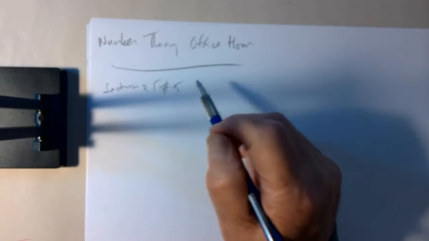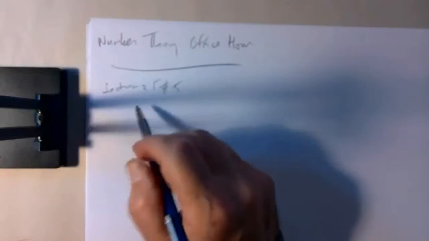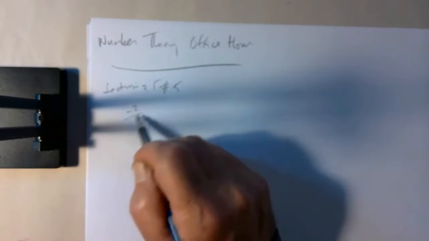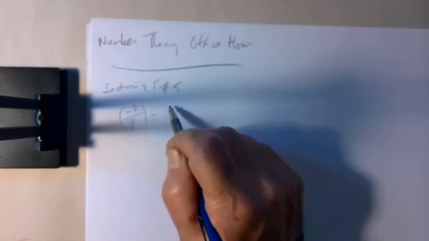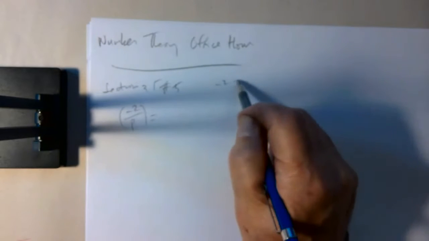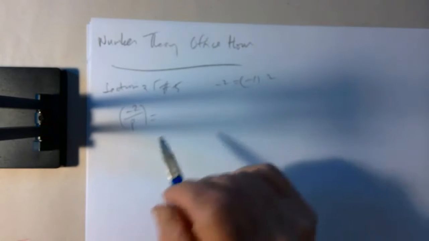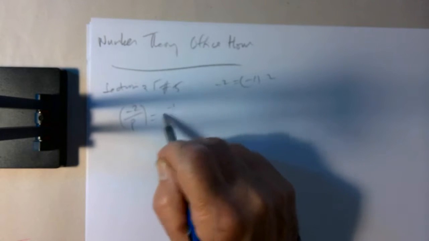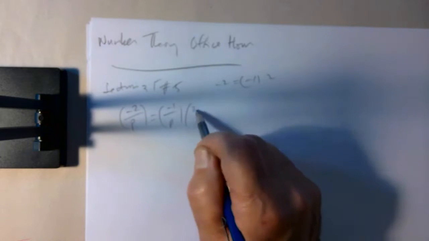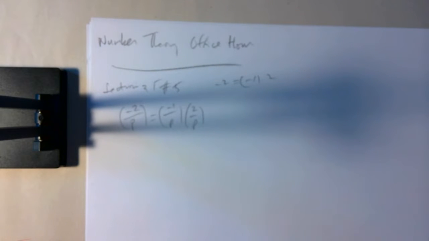So we want to find all primes for which -2 is a quadratic residue. So you want to evaluate (-2 over p), which is the same as, because -2 is -1 times 2, (-1 over p) times (2 over p). Okay? So then we can use the Legendre symbol.